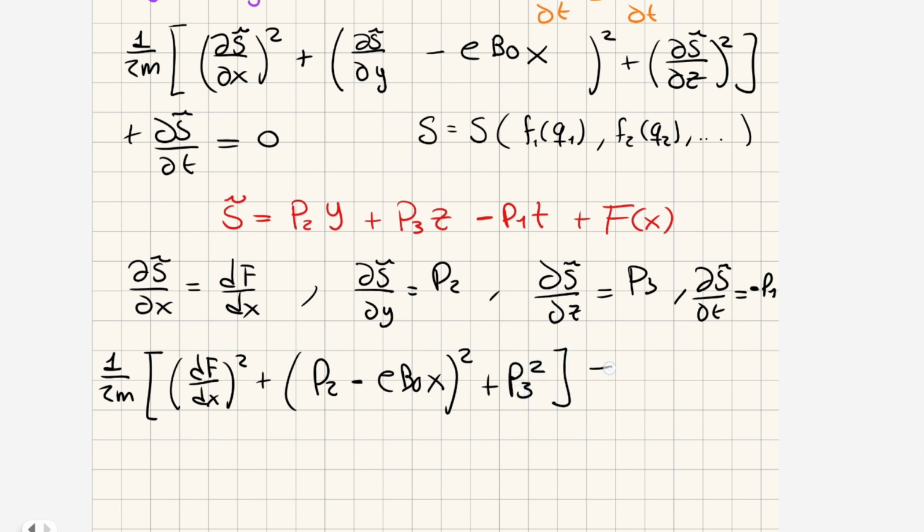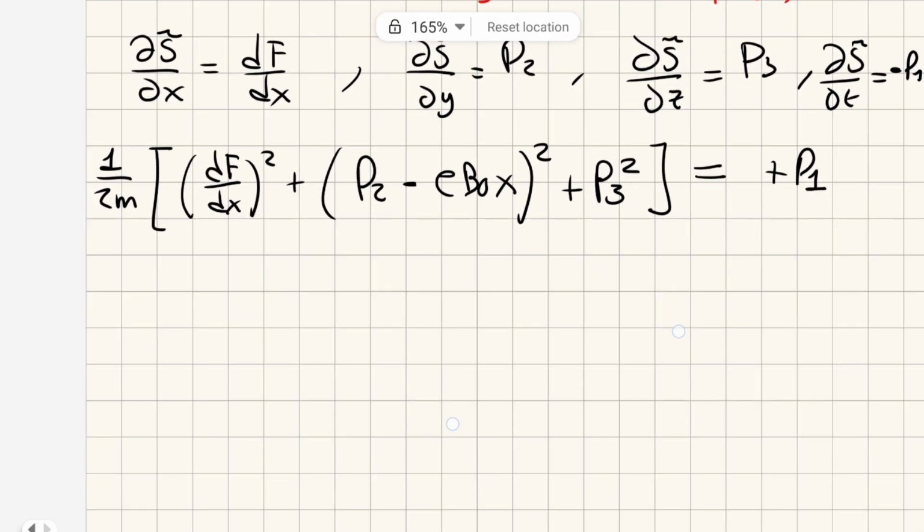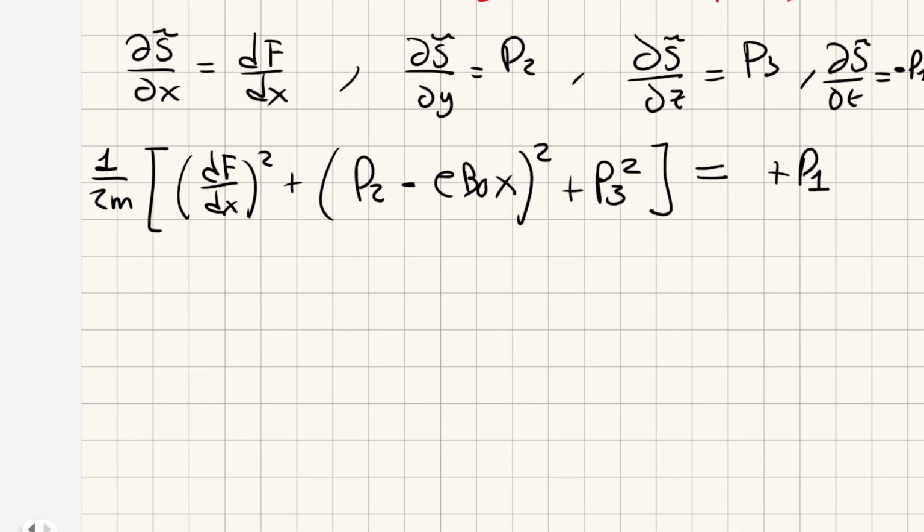And then it will be minus the derivative of s tilde with respect to time. But we know that this is minus p1, and this is, of course, plus p1. Perfect. So we have a new differential equation that is very easy to solve because we only have to find the function f, and it depends on x. And looking that p2, p3, and p1 are constants, this is just a differential equation of the variable x. Okay, right? Yes, so it is very easy to solve.